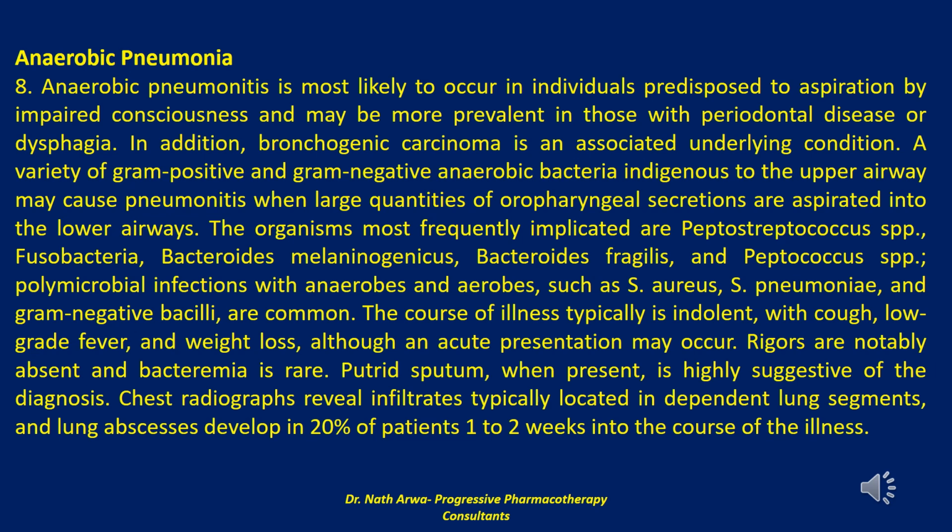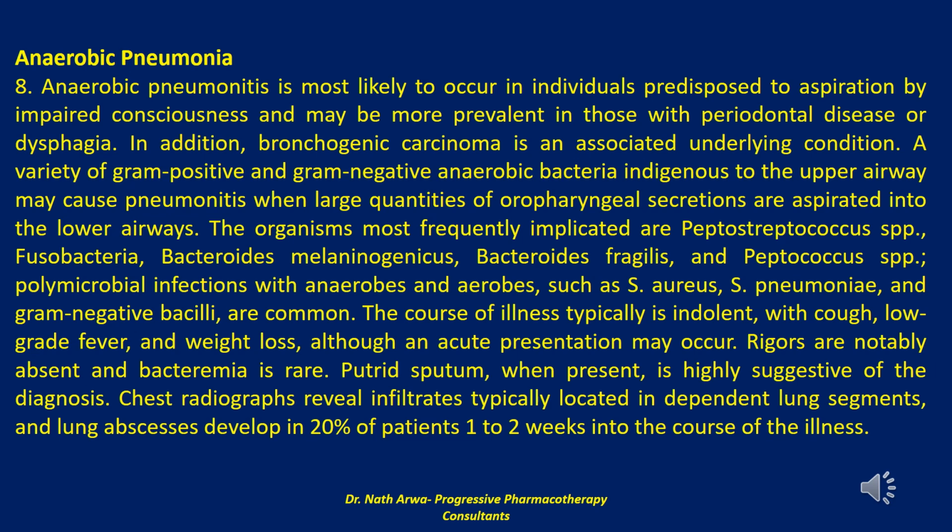A variety of gram-positive and gram-negative anaerobic bacteria indigenous to the upper airway may cause pneumonitis when large quantities of oropharyngeal secretions are aspirated into the lower airways. The organisms most frequently implicated are Peptostreptococcus species, Fusobacteria, Bacteroides melanogenicus, Bacteroides fragilis, and Peptococcus species. Polymicrobial infections with anaerobes and aerobes, such as Staphylococcus aureus, Streptococcus pneumoniae, and gram-negative bacilli, are common.